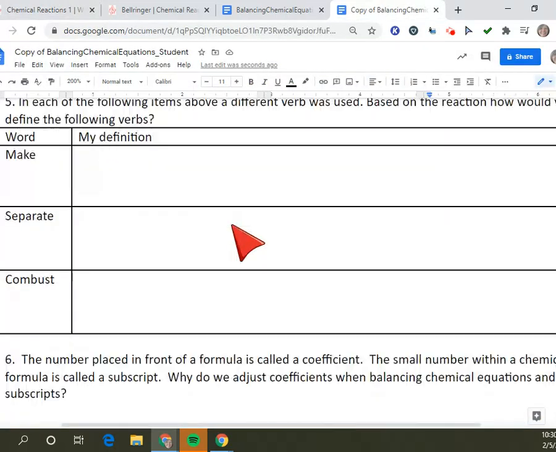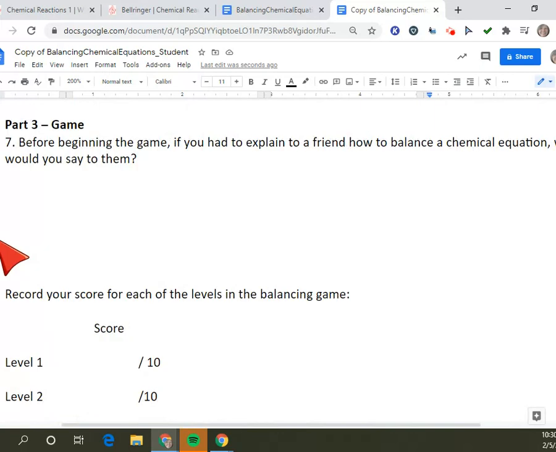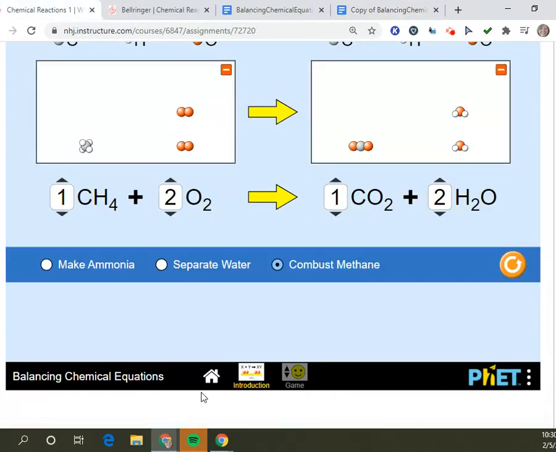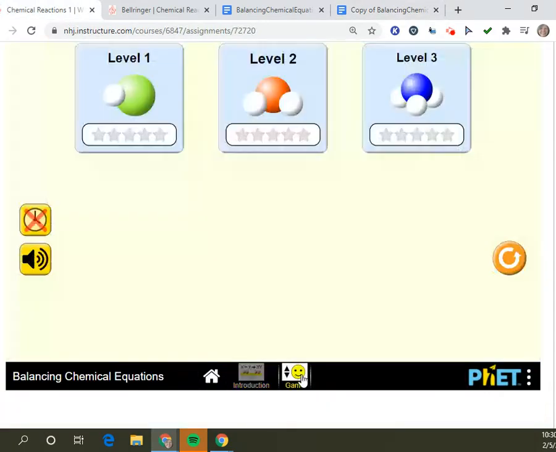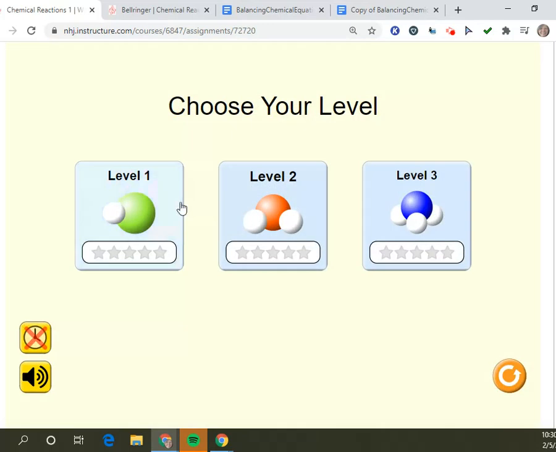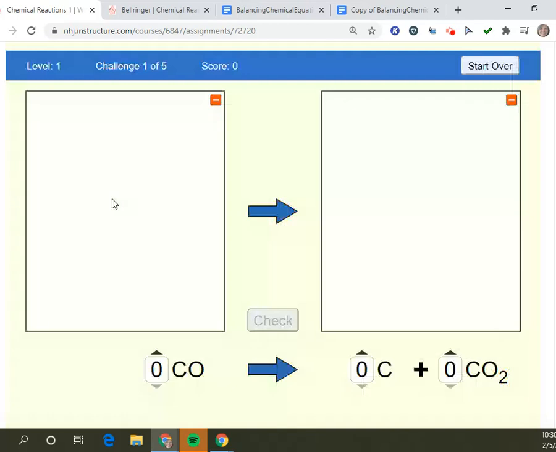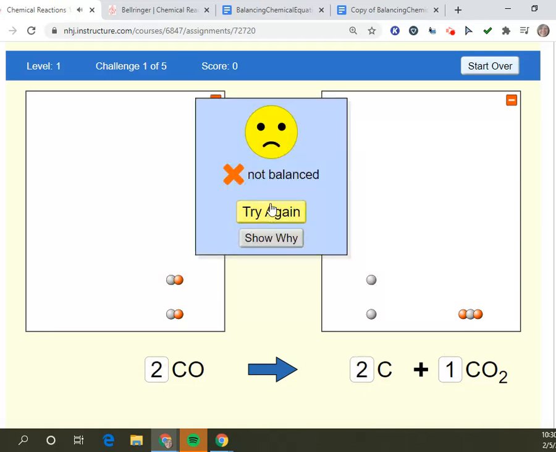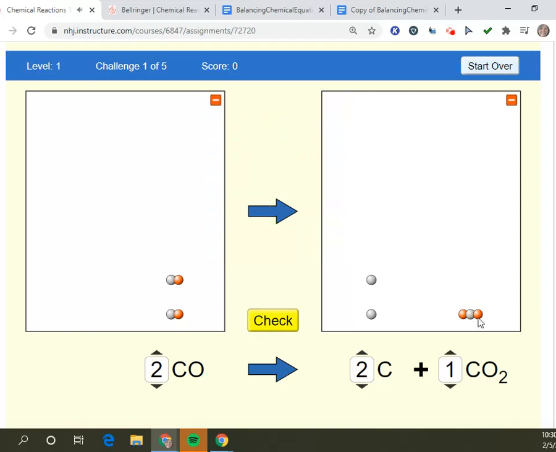So think about those words, answer the question, and then the game part. I'm going a little fast because I am recording it, but for the game part, if you look at your simulation, there's the go home, there's the introduction, and then there's the game. I want you to do all 3 levels, and I want you to get at least 12 out of 15 stars, okay? So what you do is you go in and you start it. It's exactly the same thing we just did. You're like, okay. There you go. Not balanced. Try again. All right, what did I do wrong? Don't let that mess with you there.